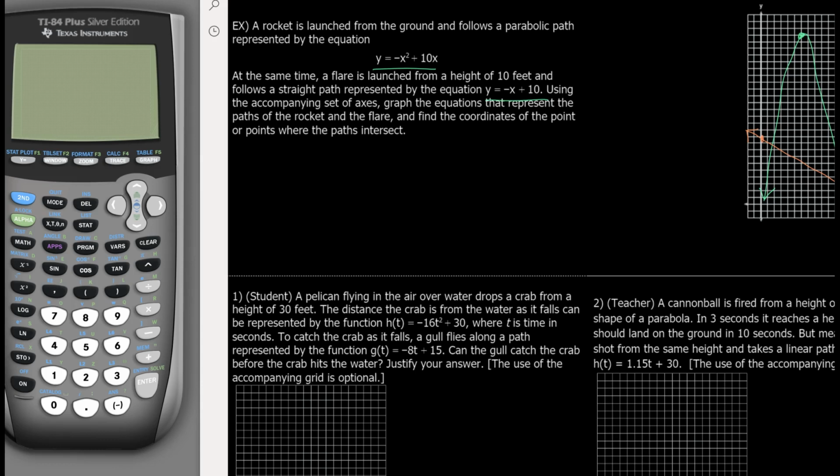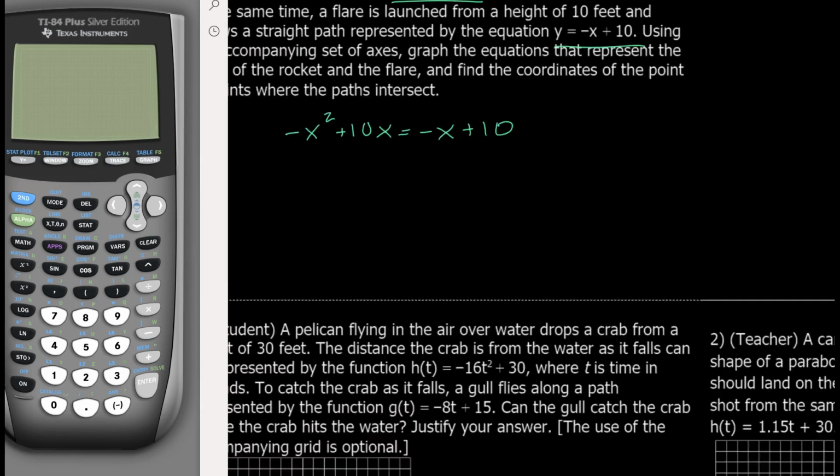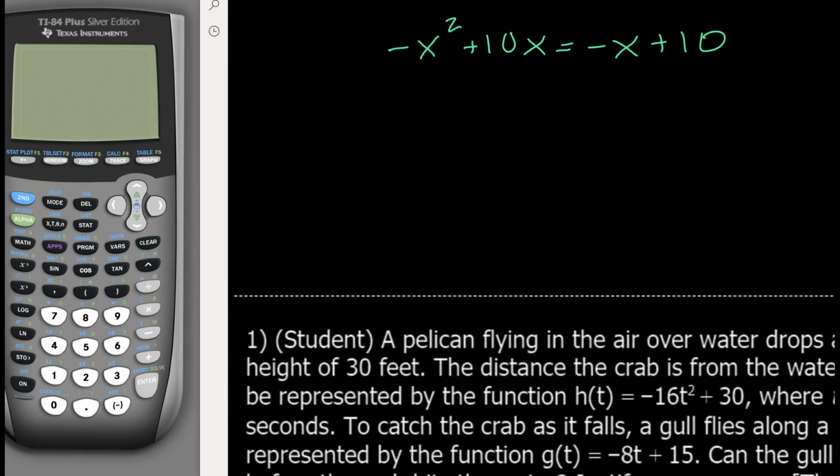So we have negative x squared plus 10x equals negative x plus 10. We want to find the solution, the intersection point between these two lines. So now that we have them equal, what do we do? Get everything to one side. Beautiful. So I'm going to add x, and I'm going to subtract 10. So I have negative x squared plus 11x minus 10.